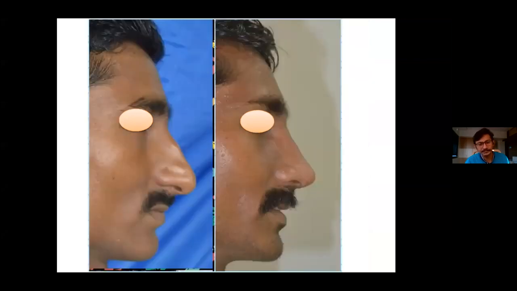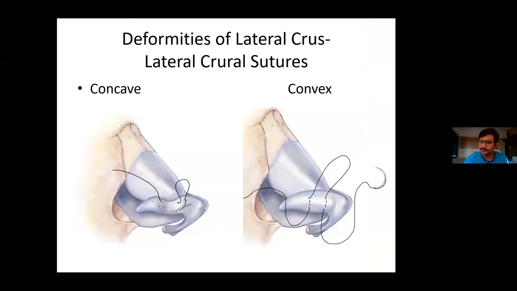Now, in addition to that, we had to do lateral crural shortening of the lateral crus by means of lateral crural sliding bilaterally and also shortening of the medial crus by doing medial crural underlay. So here he was, nose which was treated very well. Now deformities of lateral crus.